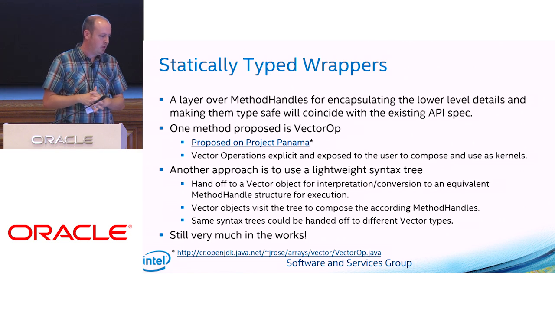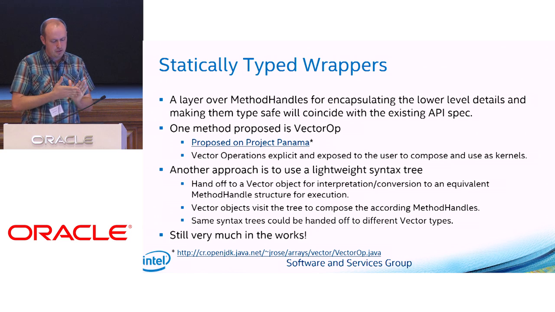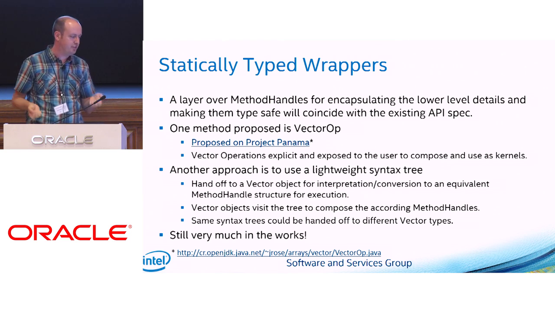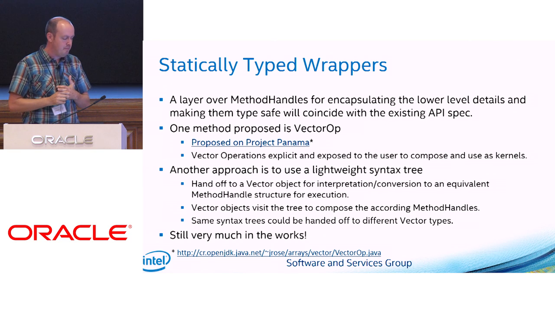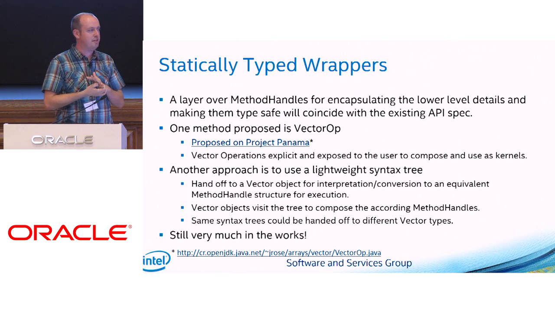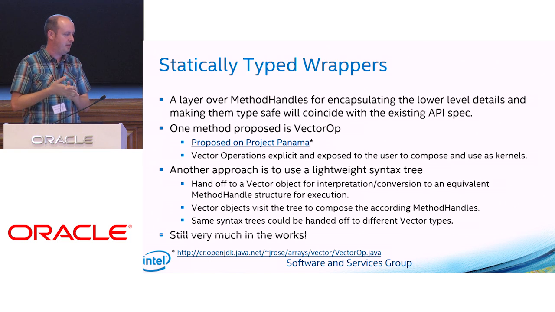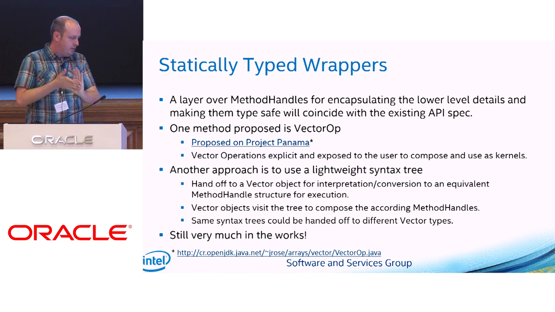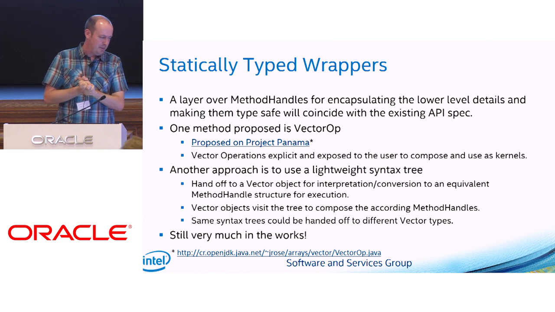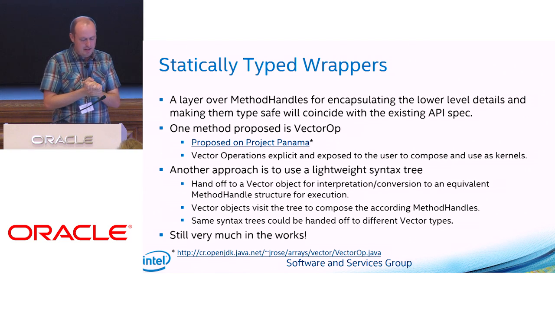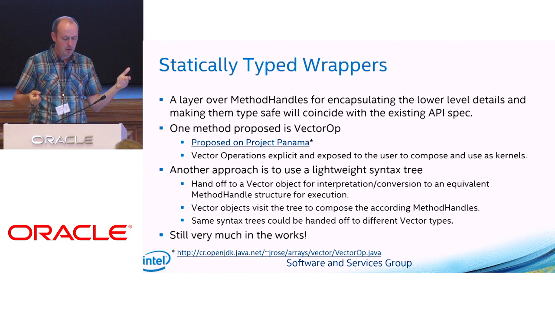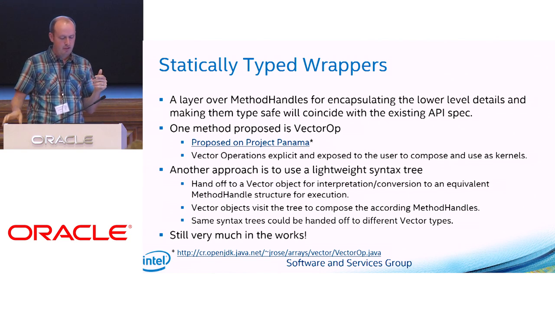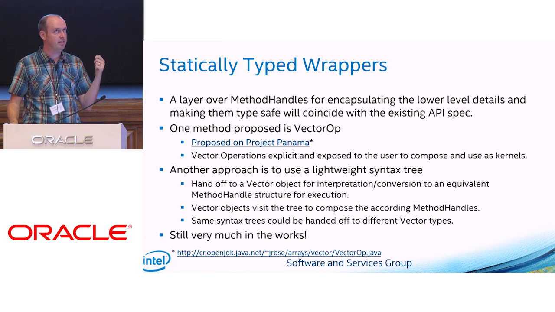So another approach, and this is one I've been playing with, is to use a lightweight syntax tree. So not one like C# syntax trees, but just a little syntax tree that we can construct and then maybe apply some transformations to get us back down to method handles. So it's still very much a work in progress, yes, but some of the benefits still remain like they were in the Lambda version, which is we can think about it lane-wise.